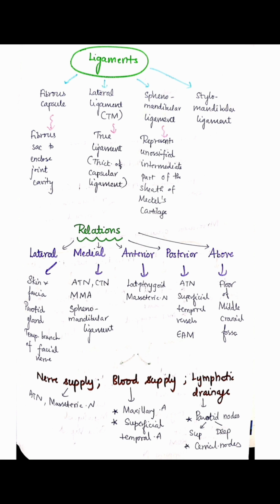Next are the relations: lateral, medial, anterior, posterior and above. Laterally, it is skin, fascia, parotid gland, temporal branch of facial nerve. Medially, ATN means auriculotemporal nerve, CTN means chorda tympani nerve, MMA means middle meningeal artery, then the spinomandibular ligament. Anteriorly, lateral pterygoid, then masseteric nerve. Posteriorly, auriculotemporal nerve, superficial temporal vessels and external acoustic meatus. Above, the floor of the middle cranial fossa. Take a look at the nerve supply, blood supply and lymphatic drainage I have mentioned below.